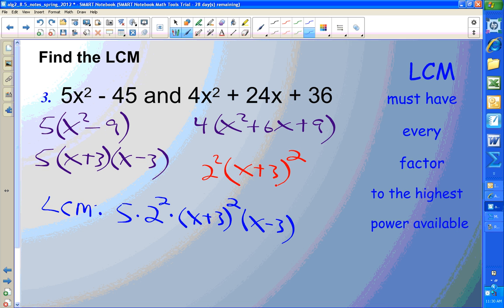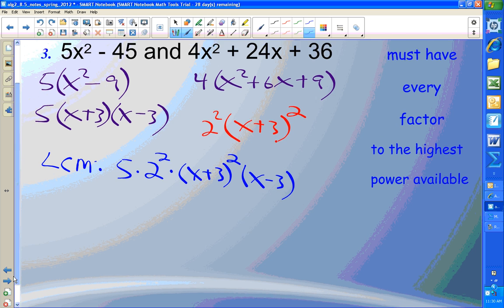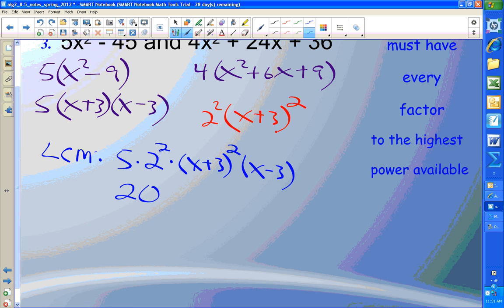And x minus 3 is just to the first. There is no x plus 3 cubed. You don't have that as an option. Your option is squared or first power. Which one do you want? You want the bigger one. Then simplify. This becomes 20 (x plus 3) squared (x minus 3).